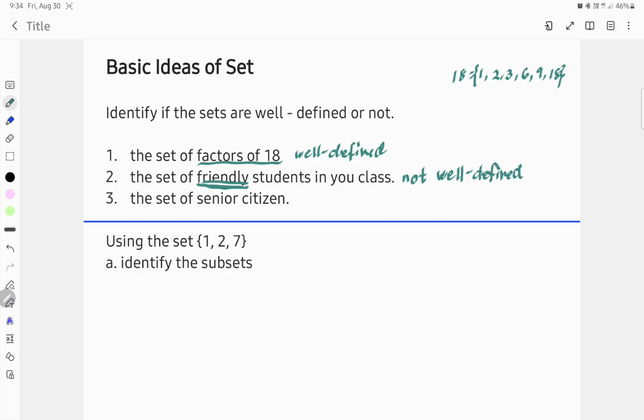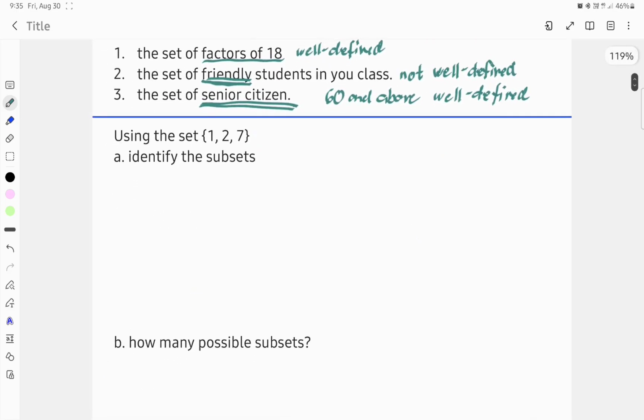Another one: the set of senior citizens. A senior citizen has a standard legality when the age of a person is 60 and above. So therefore, it is a well-defined set. Now, going back, we're done with the definition of set. Let's go now with the idea of subsets.